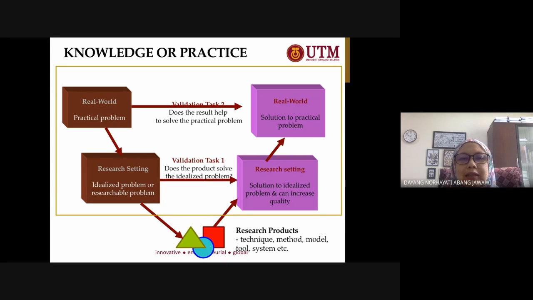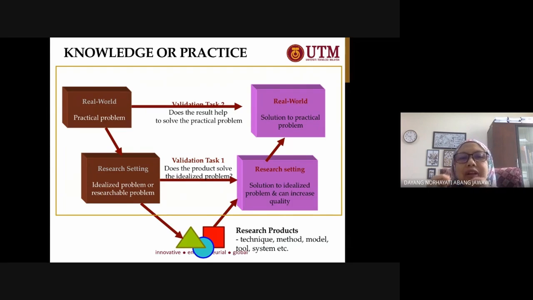Okay, so meaning that we need to have two phases of validation. Either we only idealize, say that we solve the idealized problem, and then we conclude our thesis. That will be the quadrant 3, as we mentioned in previous quadrant 2, quadrant 4, quadrant 3. That will be the contribution.